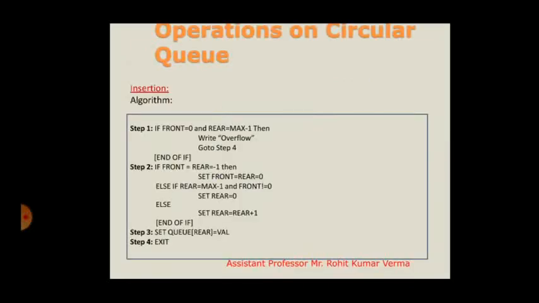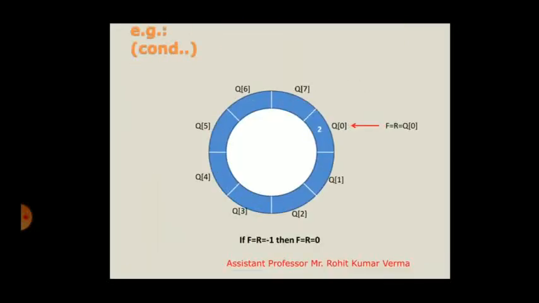Now second, after checking overflow, suppose there is no overflow and we want to insert an element. First of all, we have to check whether there is an element in the queue or not. If there is no element, the front and rear are equal to minus 1 because the queue is empty. In that case, you place the element at the first location, and for the first location you can see our front and rear addresses are the same, that is 0.